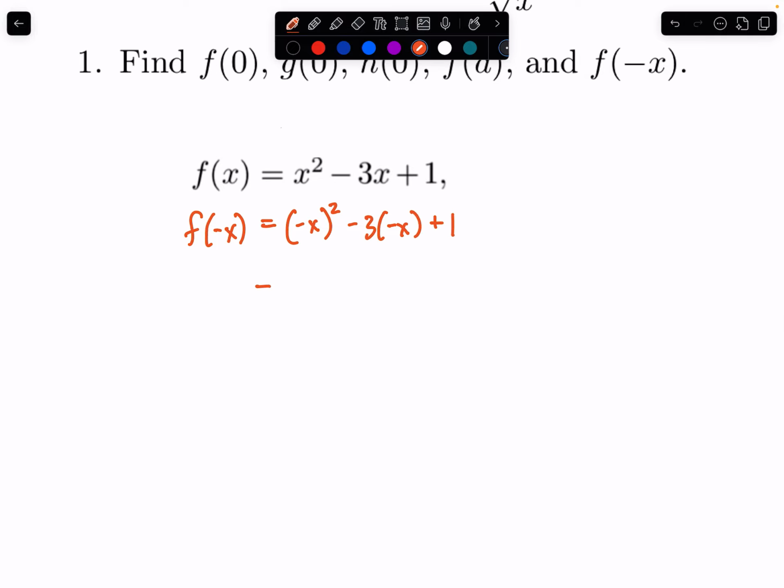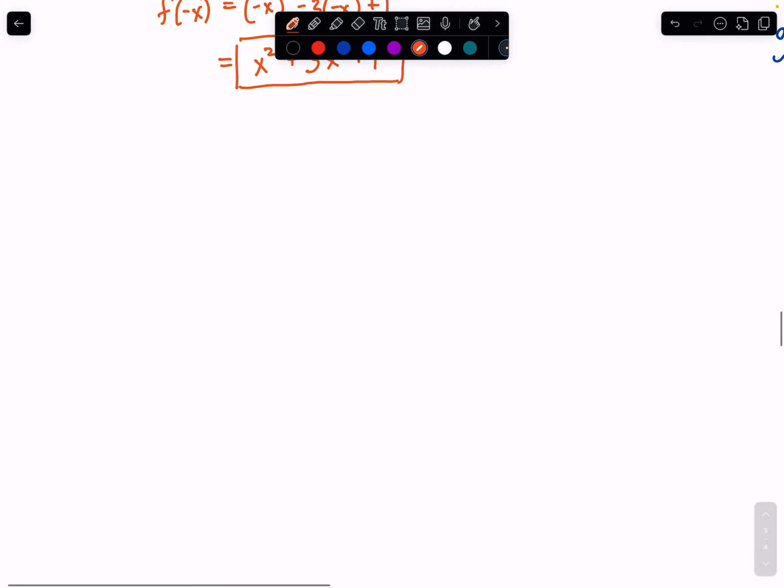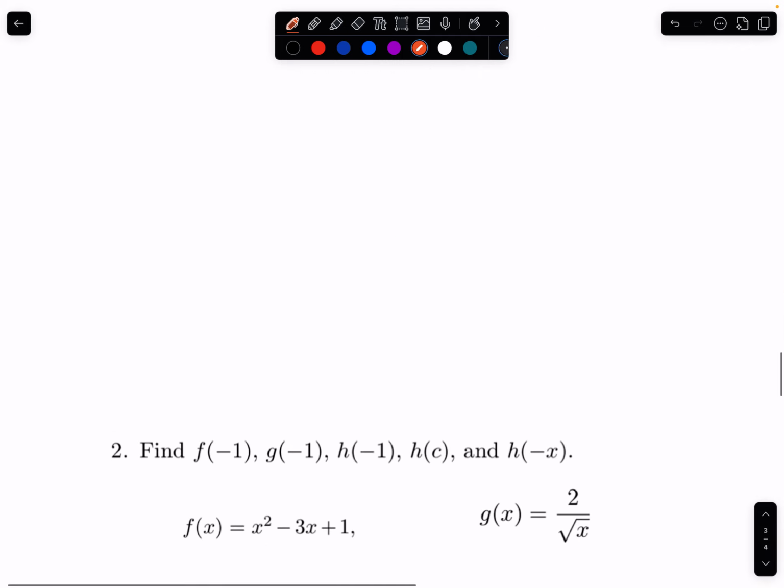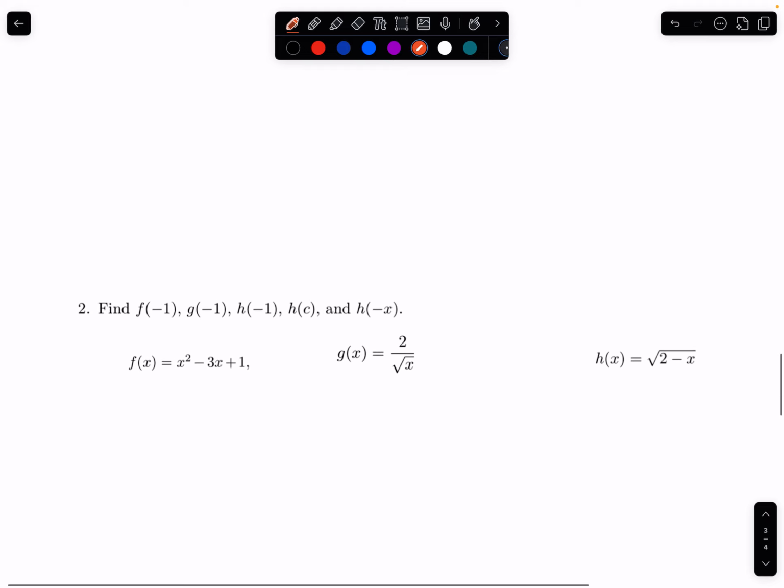So now all we do is simplify. What is negative x squared? This is negative times a negative, and it ends up being a positive x squared. Minus 3 times negative x: minus 3 and negative x multiply together to be a plus 3. So you get plus 3x and then plus 1. And so there it is: x squared plus 3x plus 1. That's f of negative x. Okay, question 1 finished. So now let's move on to question number 2.